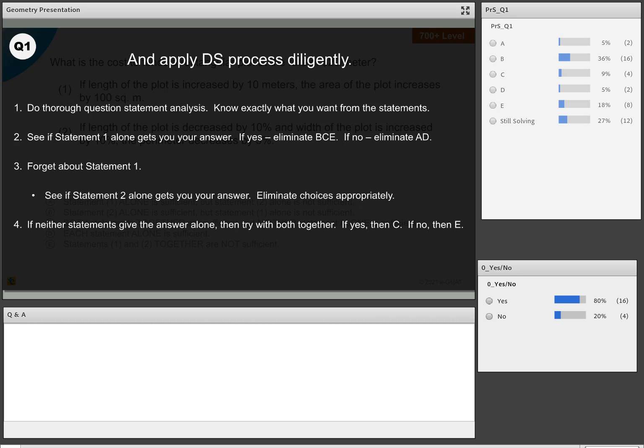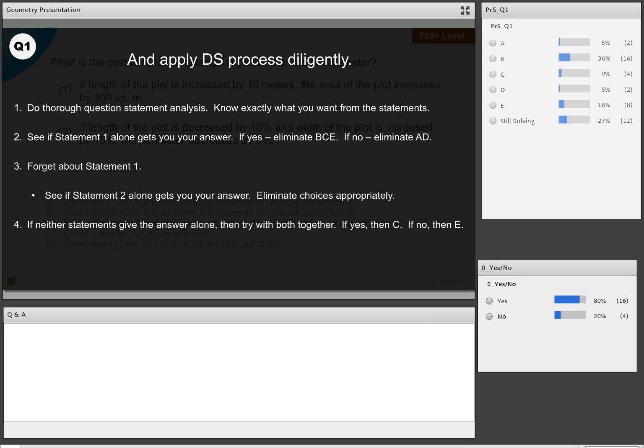Then you go through statement 1 alone. Don't even think about statement 2. Think that statement 2 doesn't even exist. Okay, and then appropriately, if statement 1 is sufficient, then eliminate choices B, C, and E. If not, then eliminate choices A, D. This elimination of choices is very important in data sufficiency questions.